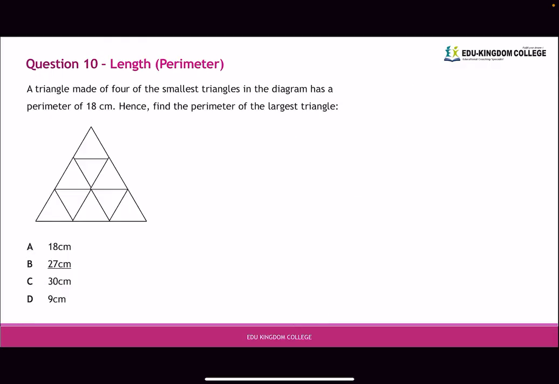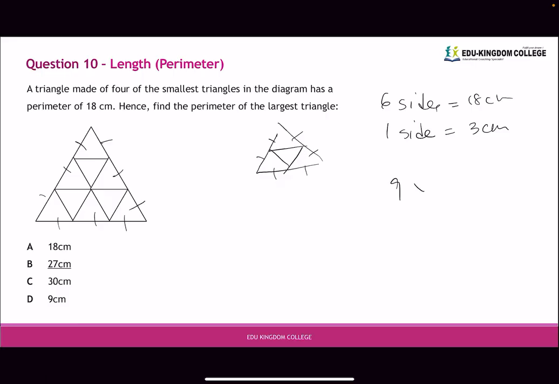Now, last couple of questions. There's a triangle made of 4 smaller triangles, so that would look like this, and has a perimeter of 18. So it's got 1, 2, 3, 4, 5, 6 sides showing. One side we know is 3 centimeters. So 6 sides equals 18. Now find the perimeter of the largest triangle. It's got 1, 2, 3, 4, 5, 6, 7, 8, 9 sides. So it's 9 times 3 centimeters equals 27 centimeters. Part B. There you go.